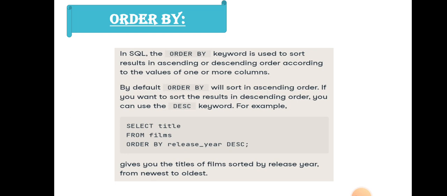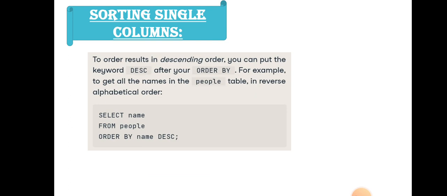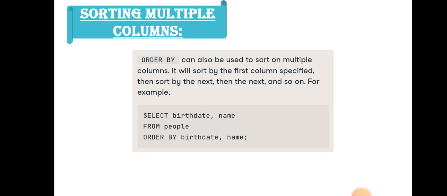For example, select title from films, order by release year desc. It gives you the titles of films sorted by release year from newest to oldest. Sorting single columns. To order results in descending order, you can put the keyword desc after your order by. For example, to get all the names in the people table in reverse alphabetical order, select name from people, order by name desc. It gives us the descending order.